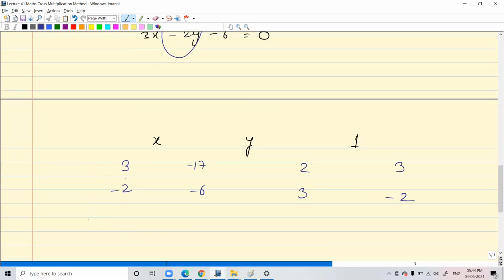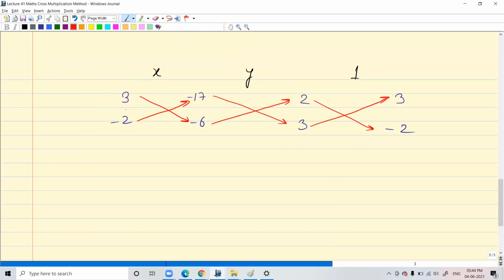And how do the arrows go here? They will start from the top. 3 will multiply with minus 6. Minus 2 will multiply with minus 17. And then minus 17 into 3, minus 6 into 2. Same way, 2 into minus 2 and 3 into 3. And how do we write it? X by 3 into minus 6 minus 2 into minus 17. Am I right? Have I made a mistake? You people check.